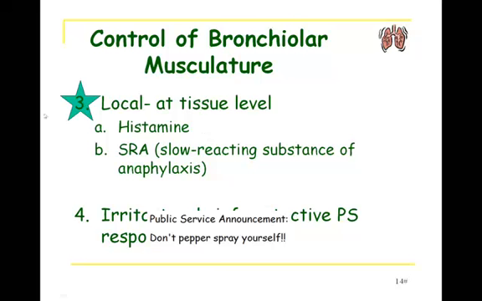This thing called slow reacting substance of anaphylaxis, SRA, is also produced by those mast cells. This is something, again, that causes constriction. And why do they call this anaphylaxis? Is if you've got a significant allergic reaction, it can lead to significant bronchial constriction, but also cause massive vasodilation and lead to shock, or anaphylactic shock.